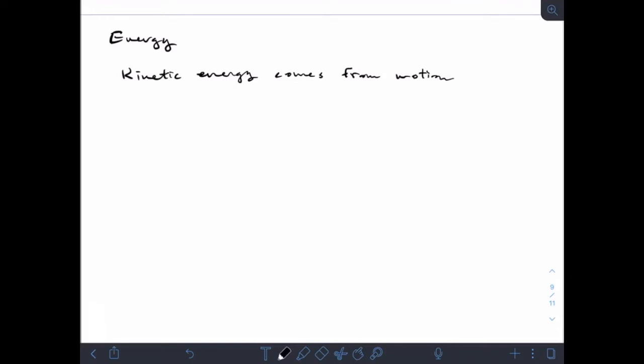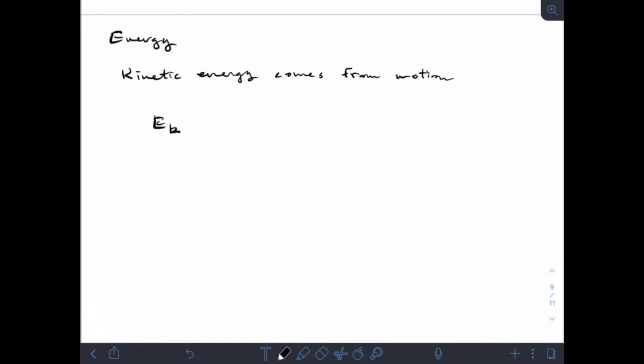So our first type of energy we want to talk about is kinetic energy, and kinetic energy is a result of motion. So anything that is moving has some amount of kinetic energy. It can be moving very slowly, very fast, and it has to do with its velocity and its mass, okay, as far as how much kinetic energy it has. And we can calculate that from a pretty simple equation.